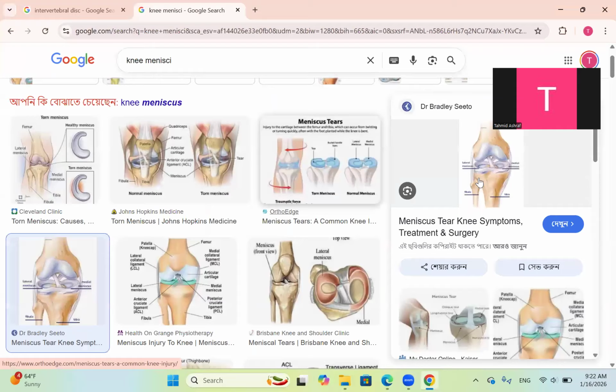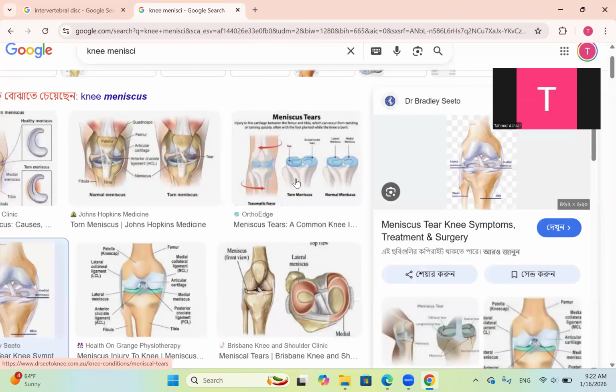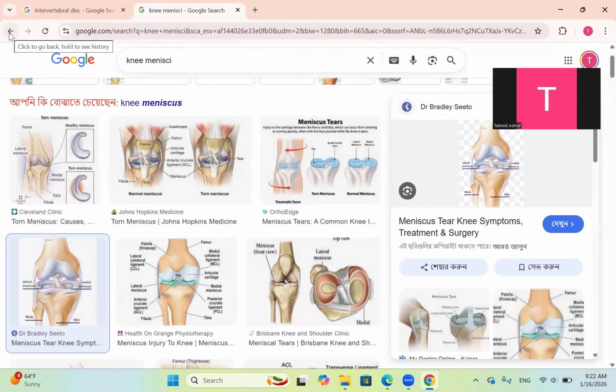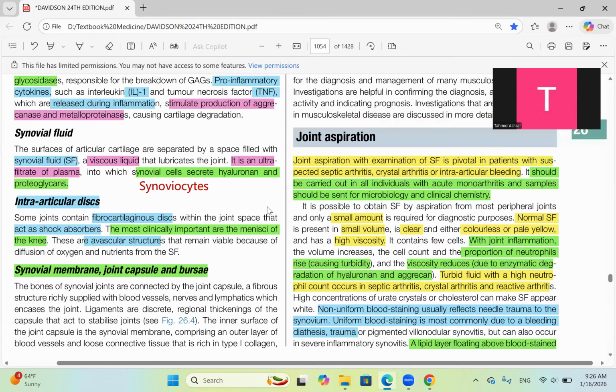So let's zoom this image. These are two menisci, the medial one and the lateral one. These are examples of intra-articular disc. Intra-articular discs are also avascular structures like the articular cartilages. About the synovial membrane, joint capsule, and bursa, we studied that in the earlier image.